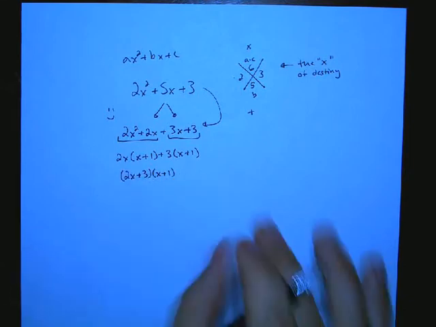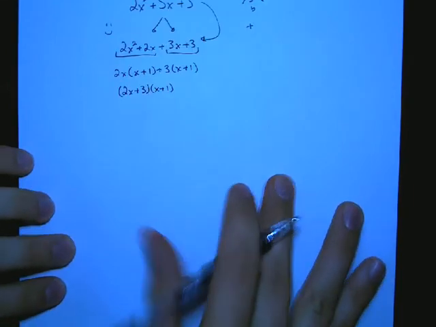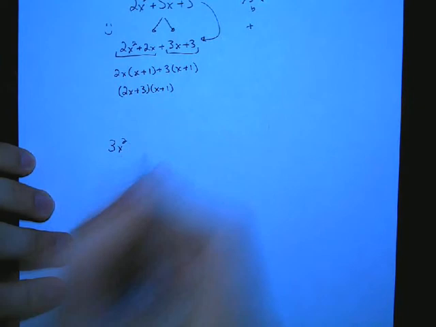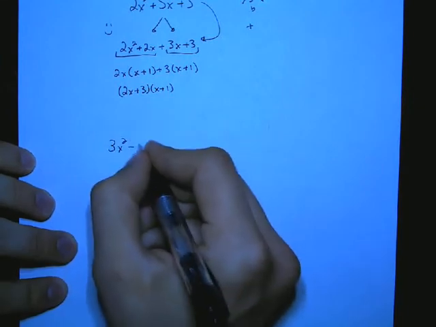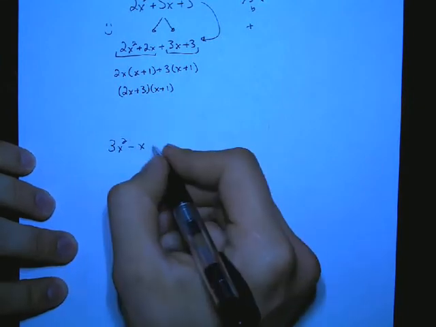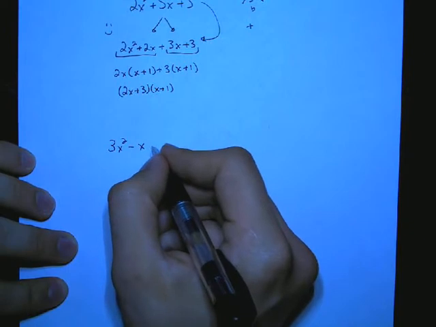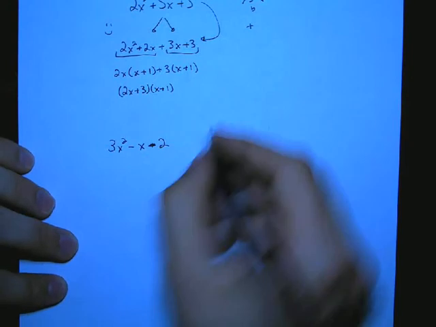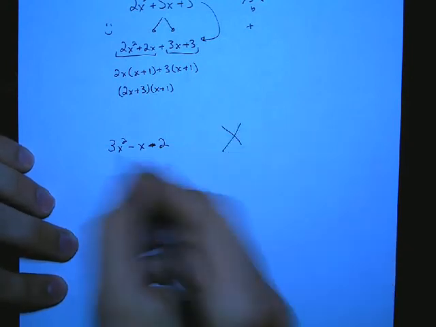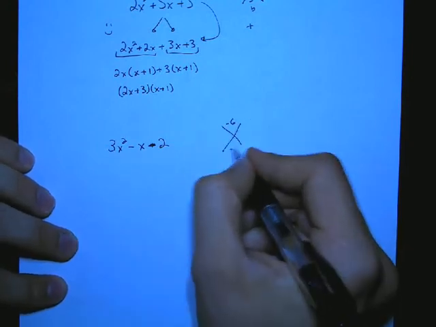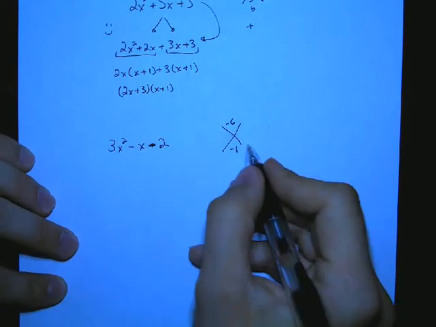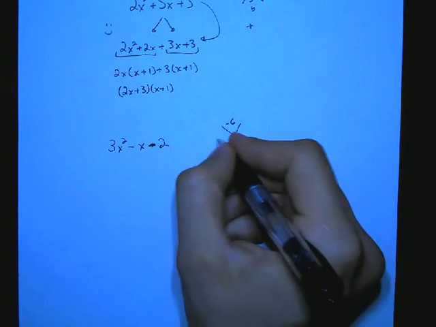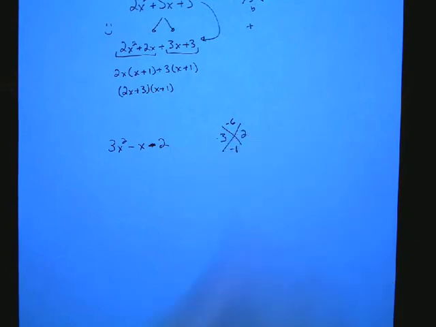Let's do another one. Let's throw some negatives in there. So let's say I've got 3x squared minus x minus 2. Looks like this. Minus 2, right? Got to be a minus. All right, we're going to throw up our x of destiny. A times c is negative 6. B is negative 1. Now I've got to find two numbers. Multiply together to be negative 6. Add together to be negative 1. Negative 3 and positive 2 will do this.